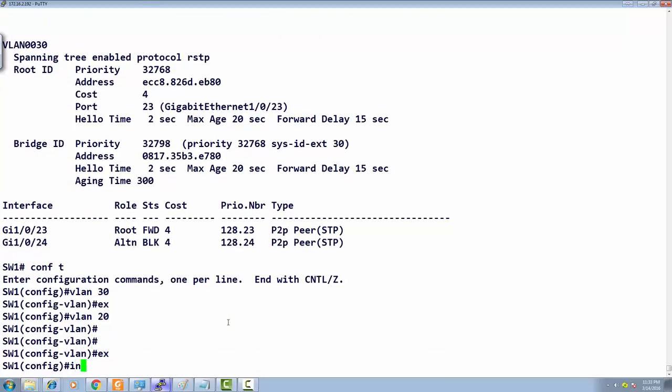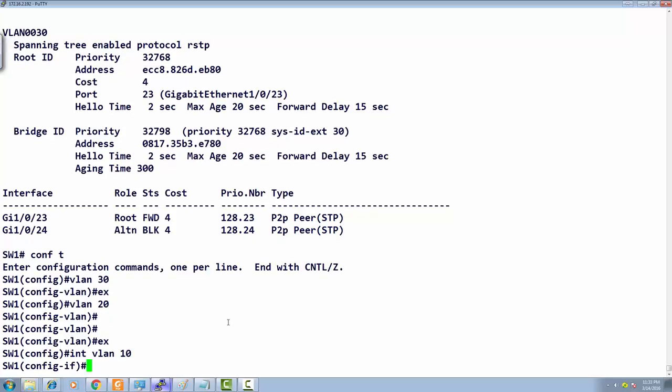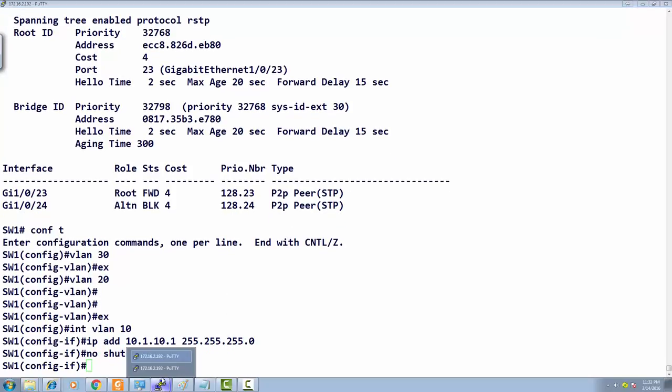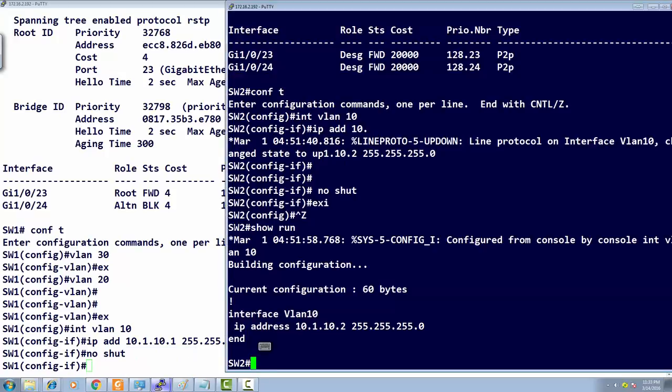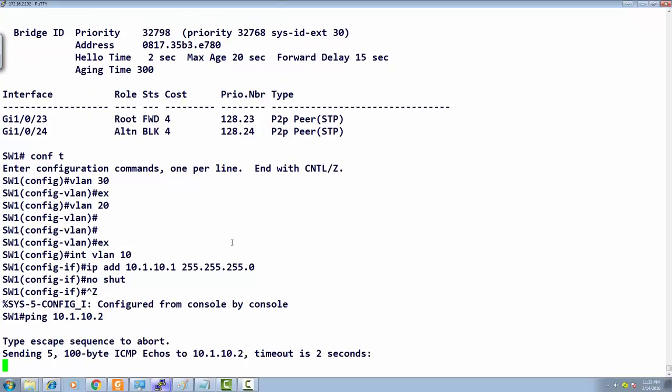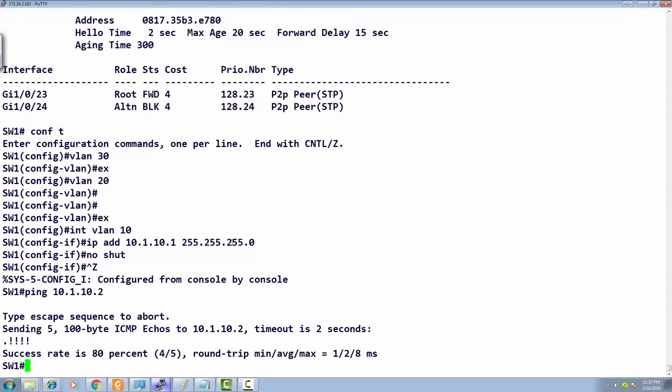I'll just say interface VLAN 10, IP address 10.1.10.1 here. I think the other side is 2. Let's check what the other side is. The other side was .2, and can I ping? Right, I can ping it.